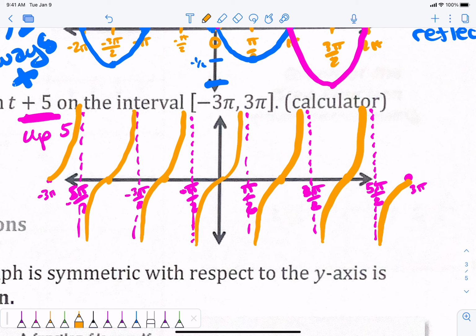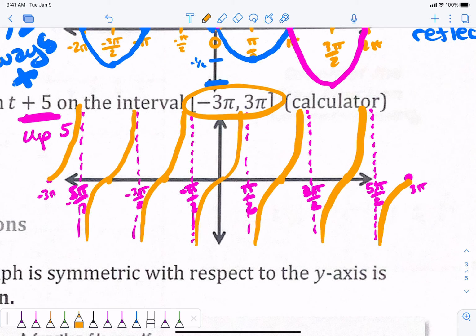Does that make sense? It's 5 periods in the middle and half a period and half a period, which is 6 periods. Now, should it be 6 periods? If it's going from -3 pi to positive 3 pi, yes. That is 6 pi's, and 1 tangent period is just pi, right? So that would be 6 periods from -3 pi to positive 3 pi.